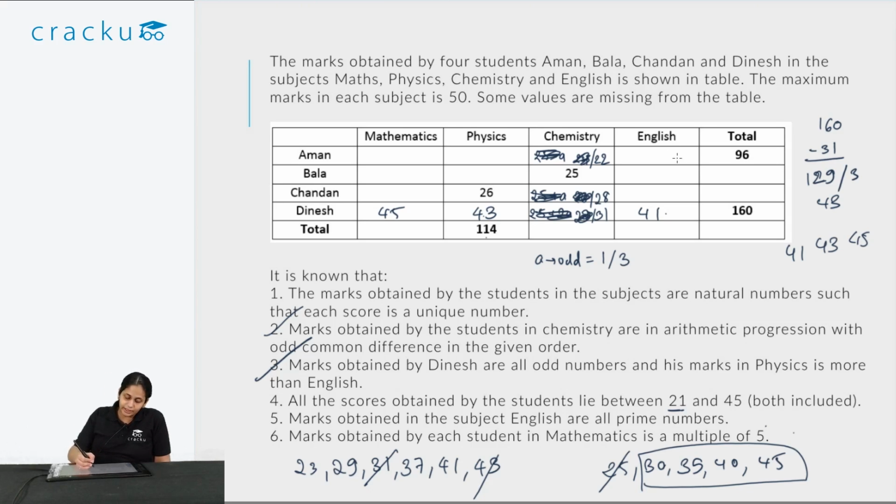Now 23, 29 and 37. If you see the values for Aman's score, the total score is the other end. It is very small, with just 96. Now 96 minus 22 is how much? 96 minus 22 is 74. So the average is less than 25 actually.